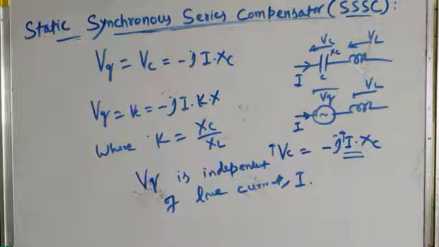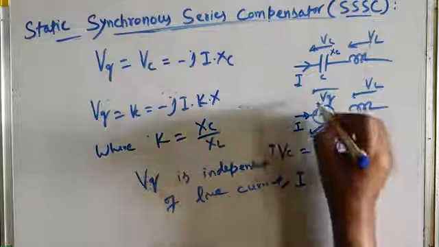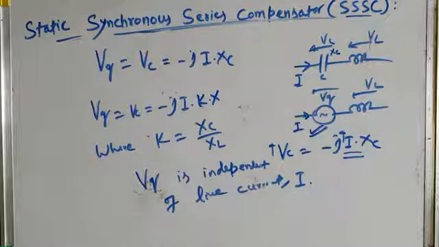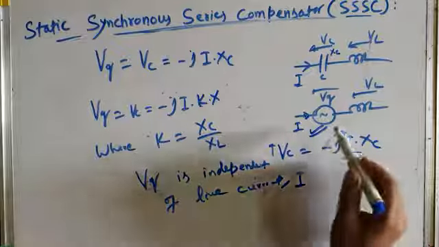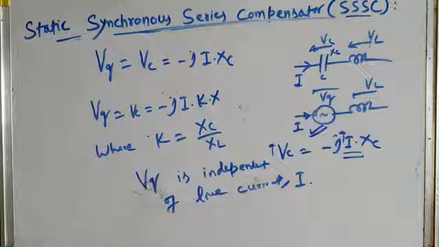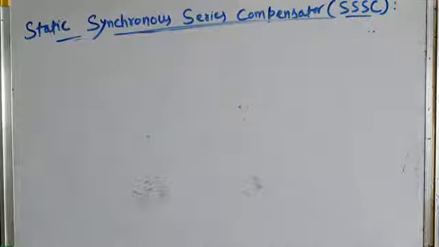So which is better compensation? This is better compensation, because once you decide that this much compensation should be done, it should be made independent of the line current. So the SSSC converter or SSSC inverter injects a voltage VQ which is independent of the line current. So this is the difference between the two types of compensation.